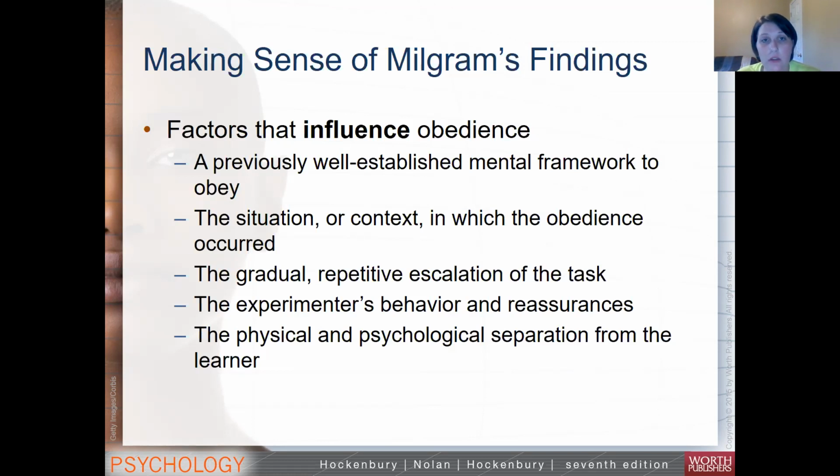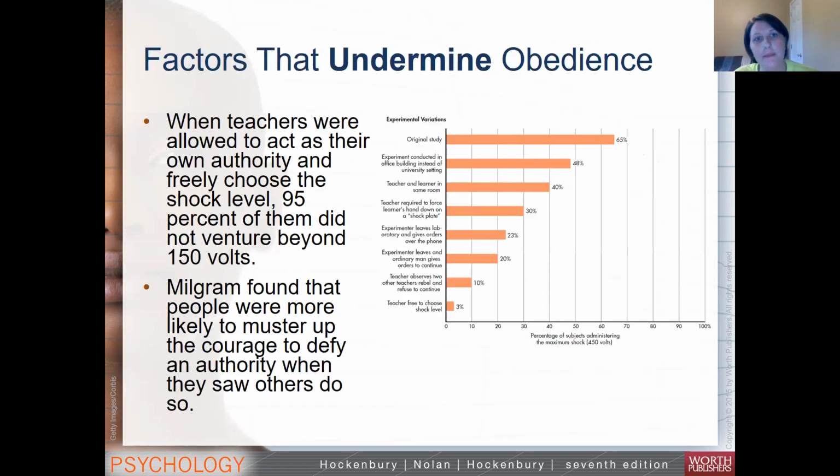One thing you might notice in the video, very important, is that one of the participants says, are you going to take the blame? Are you going to take responsibility? Well, if a person feels like they can absolve themselves of responsibility, then they're going to be more likely to obey, because it makes their conscience at rest. So when the experimenter is able to reassure them and say, you must continue, you must go on, that made it more likely the person was going to obey.